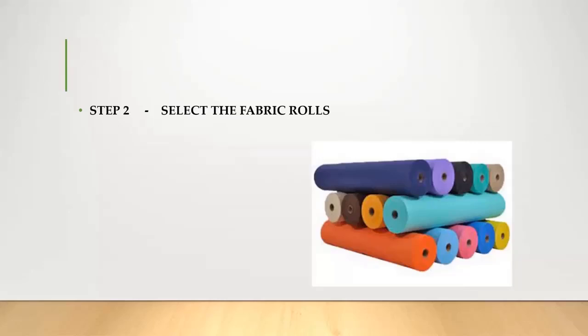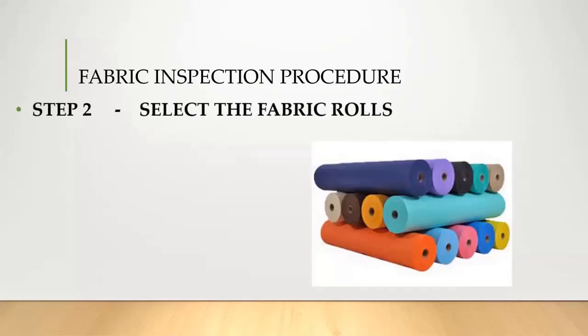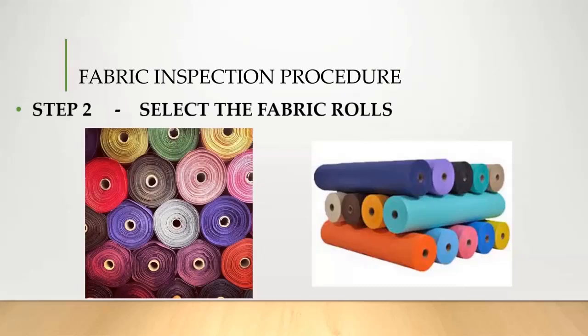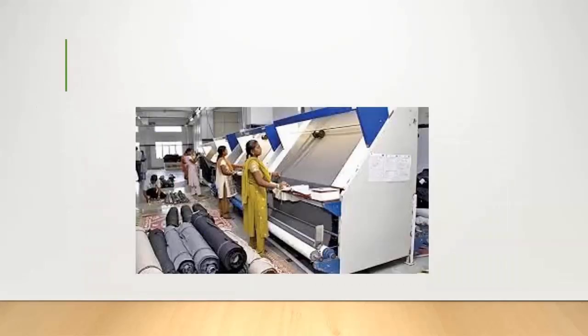You can see, students, that there are different colors of fabric rolls in a photograph. From that you have to pick the right roll. So selection of the right fabric roll is very important. You have to select the right roll in this inspection procedure, and then you have to start the inspection. A particular length is fixed, that is, how much length you have to inspect. Next process you can see.